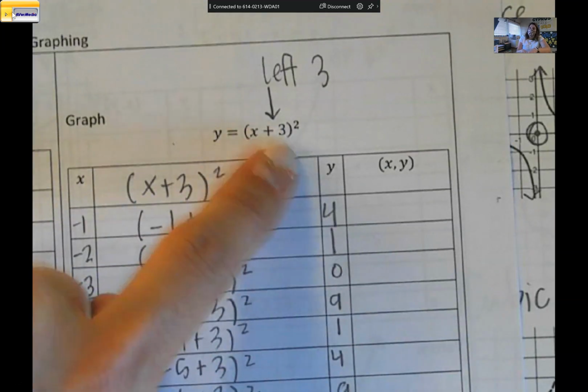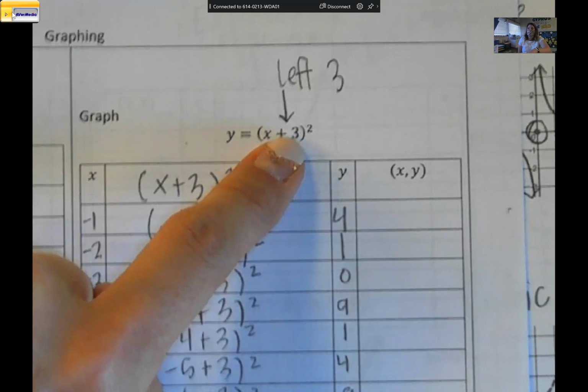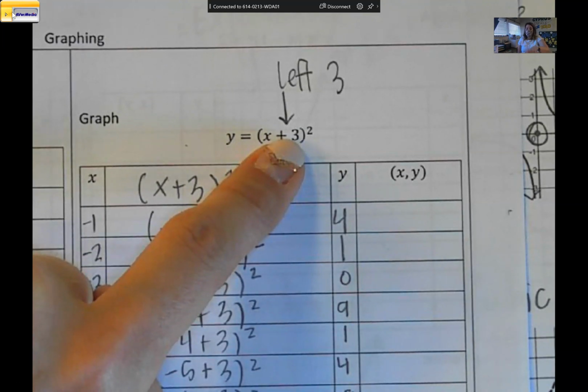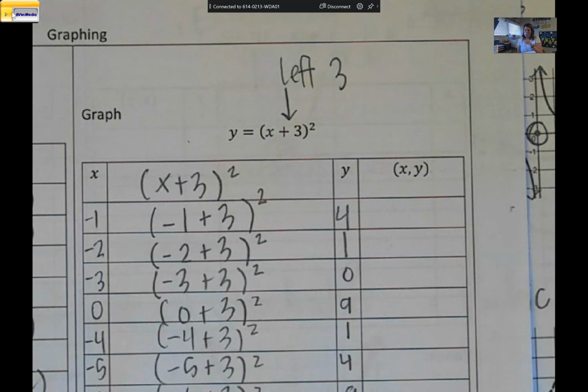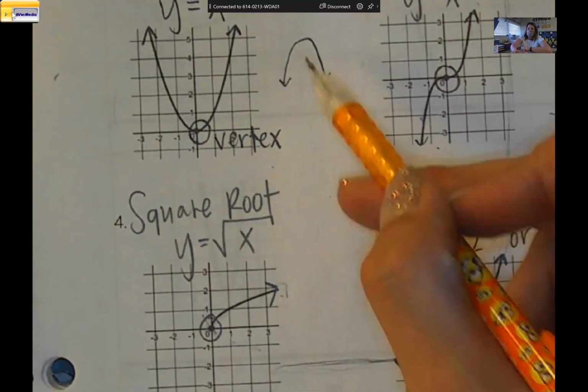If you have it in with the x, no matter what function you have, it's going to move it left or right, but in the opposite of what you see. So that should be vaguely familiar. And the other thing that should be vaguely familiar is this guy.